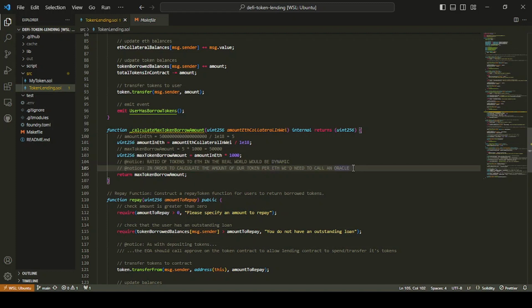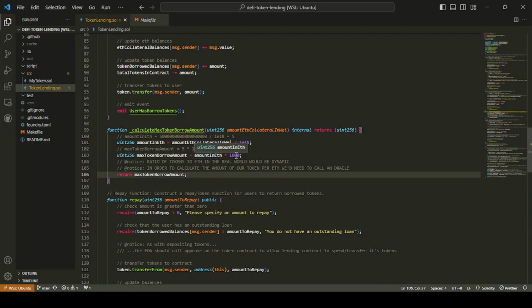In order to calculate the amount of a token per ETH, we'd need to call an oracle. I'm not going to do that now because level 4 of the challenge out today is to call a Chainlink oracle using the AggregatorV3 interface. So we'll do that tomorrow in video 4. But just to get the contract working, we're going to say that's 1,000. So tomorrow we'll call an oracle, see how much USDT or whatever we call our token is, and pull it back. If we were using USDT, it'd be 2,200 or whatever ETH is today. And then we return that.